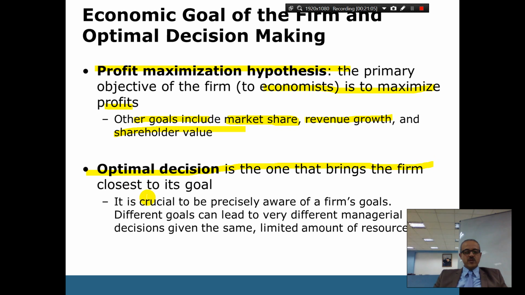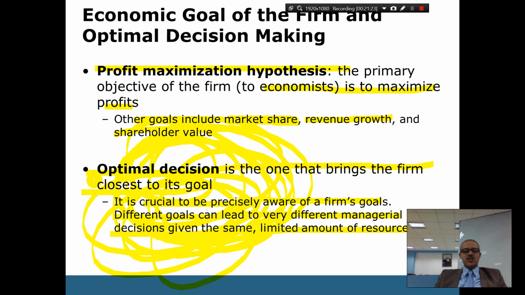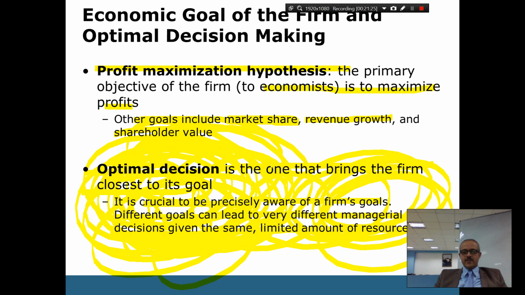Optimal decision is the one that will bring the firm closer to its goals. It is critical to be precisely aware of the firm's goal. Different goals can lead to very different managerial decisions given the same limited amount of resources. So here we're talking about how to get the optimal decision. Do you guys remember, did you take any optimization cases in one of the other classes, maybe in your MIS class, where you actually learn how you can use decision science, how you can use statistics, and we'll talk more about that in chapter 5, in order to get that best decision that is going to reach your goal.